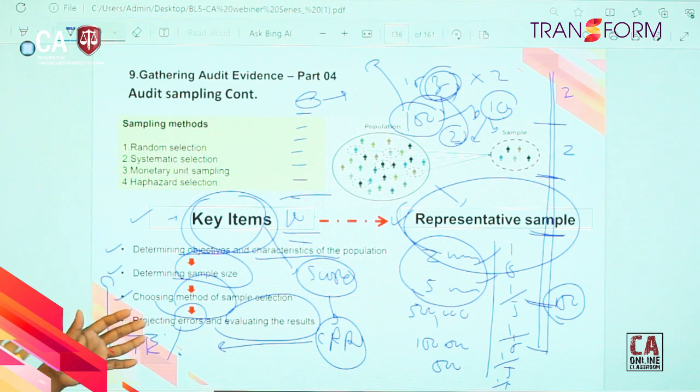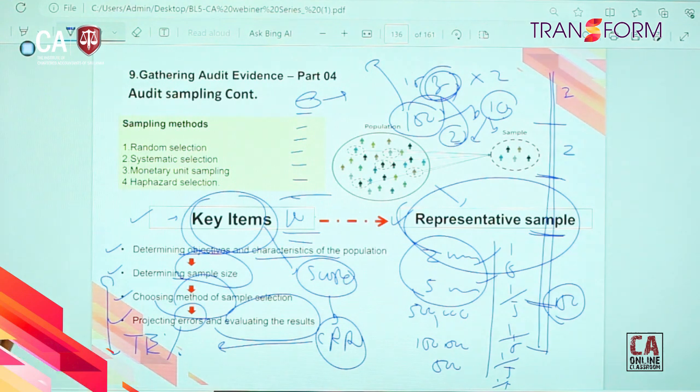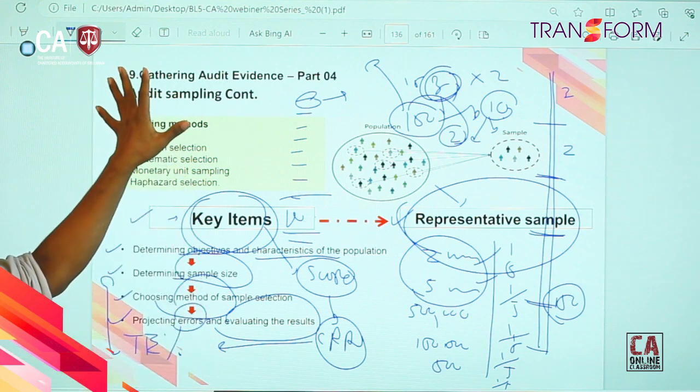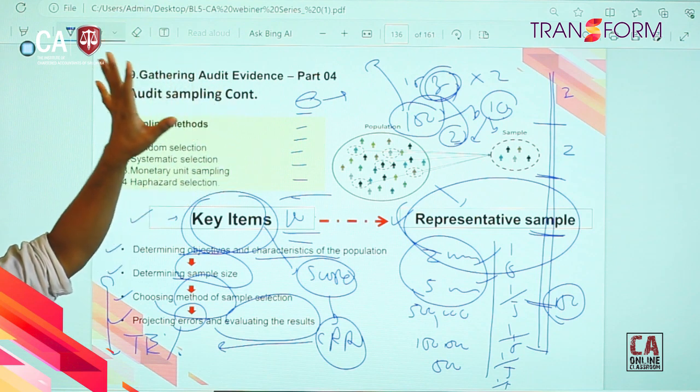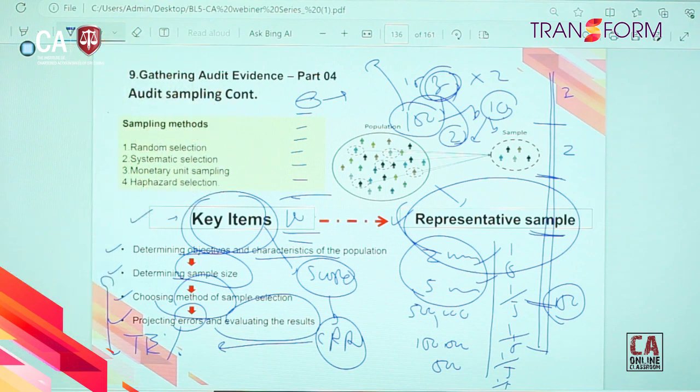Likewise, if you are basing your decision on a sample, once you get your results from the sample, you have to project those errors to the population. That is the key part of your decision making process, right? So that is the basic process of sample selection and sampling that can be used for your substantive procedures and TOC, which we have already discussed, right?